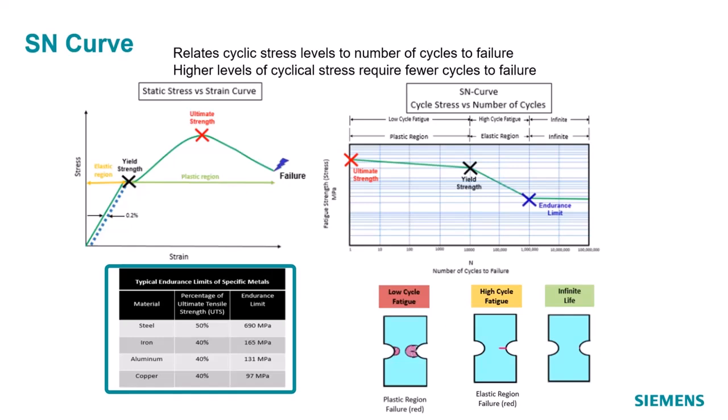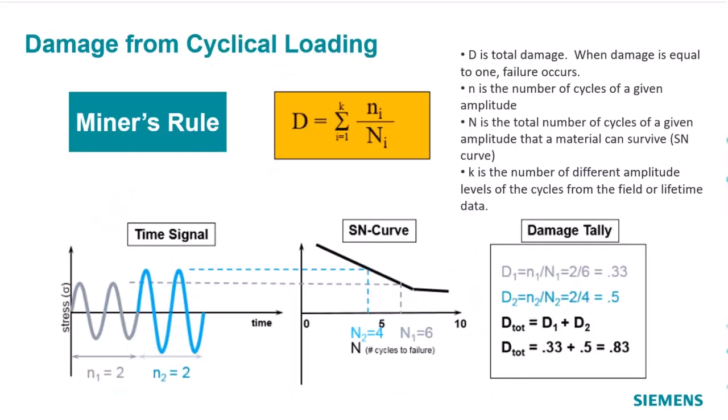A measure of the fatigue is the damage. A way to measure that damage from the cyclical loading is by using what is called Miner's rule. Miner's rule gives us a measure for the damage that occurs in a component based on the number of cycles and the stress level it experiences.